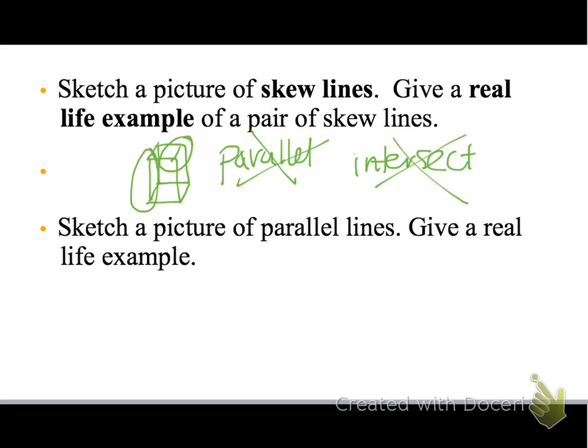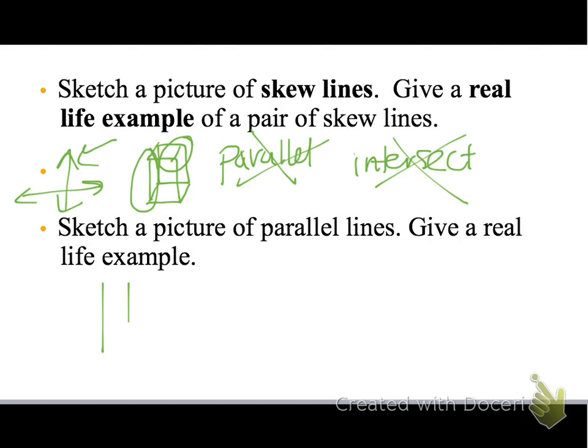So a real life example, you could think of if you have a road and you have a bridge on top of it, they never intersect in the same plane, and they're never parallel to each other. So if you have one road going this way and another one going this way, but one is a bridge on top of it, then they never really intersect, and they're never parallel.